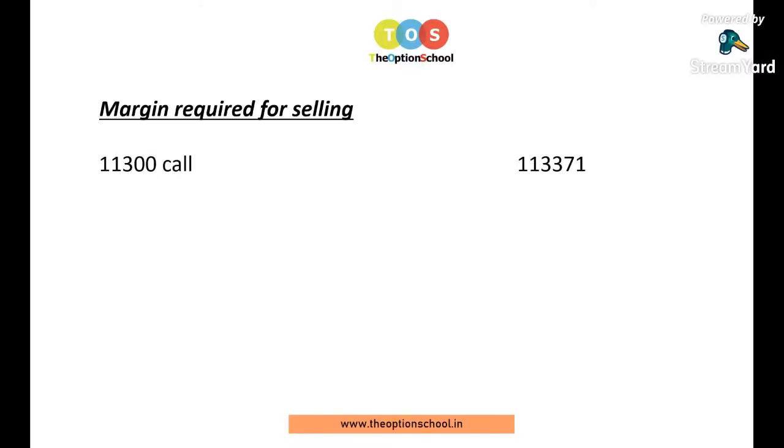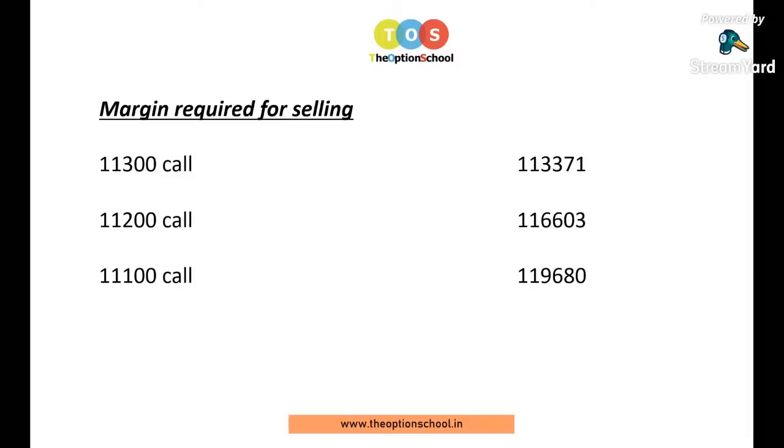So first thing is, suppose market is somewhere around 11,070 or 11,100. If I want to sell 11,300 call, the margin required is 1,13,371. Right, this is the margin required. Suppose I want to sell 11,200 call, the margin required is slightly higher. Instead of 1,13,000, it is 1,16,000. And if you want to sell 11,100 call, which is almost at the money, so as you come closer to the spot, the margin requirement keeps on slightly increasing. So if you want to sell 11,100 call, the margin requirement is 1,19,680 rupees.